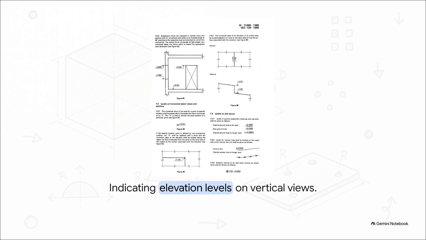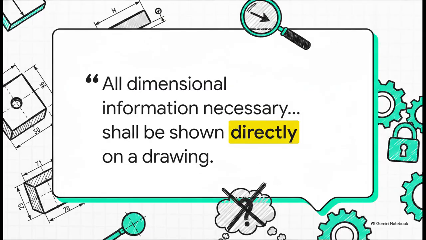I really want to highlight a quote directly from the standard because it perfectly summarizes the core philosophy of everything we've looked at today. It says, "All dimensional information necessary to define a part or a component clearly and completely shall be shown directly on a drawing. A manufacturer should never have to guess, assume, or pull out a calculator. The design intent and exactly how it must be built is permanently and safely locked right there into the dimensions."